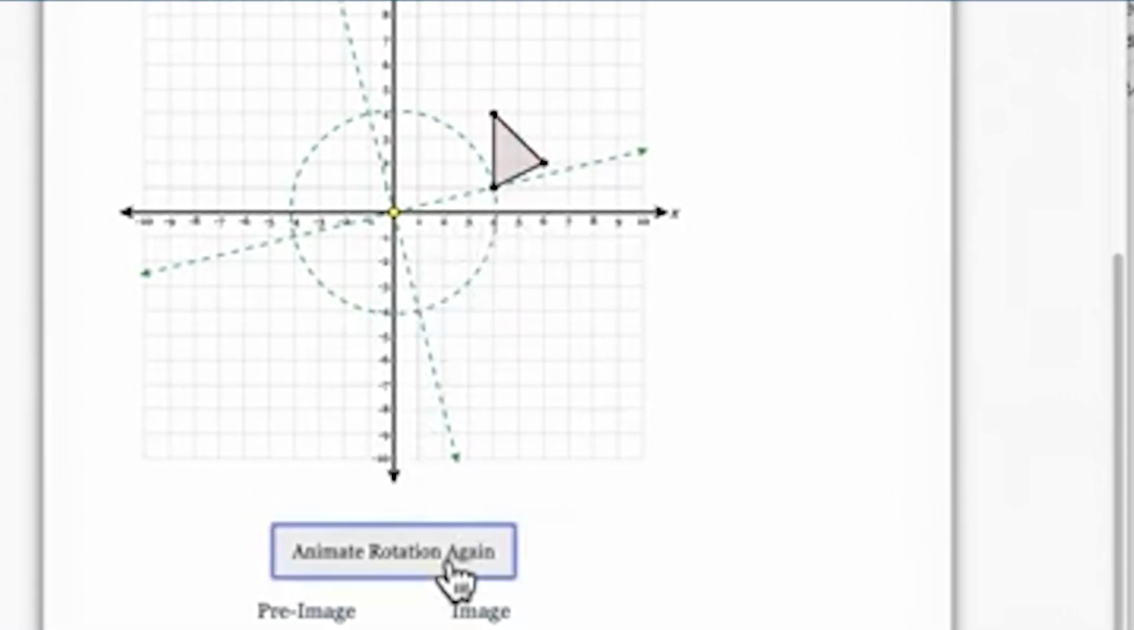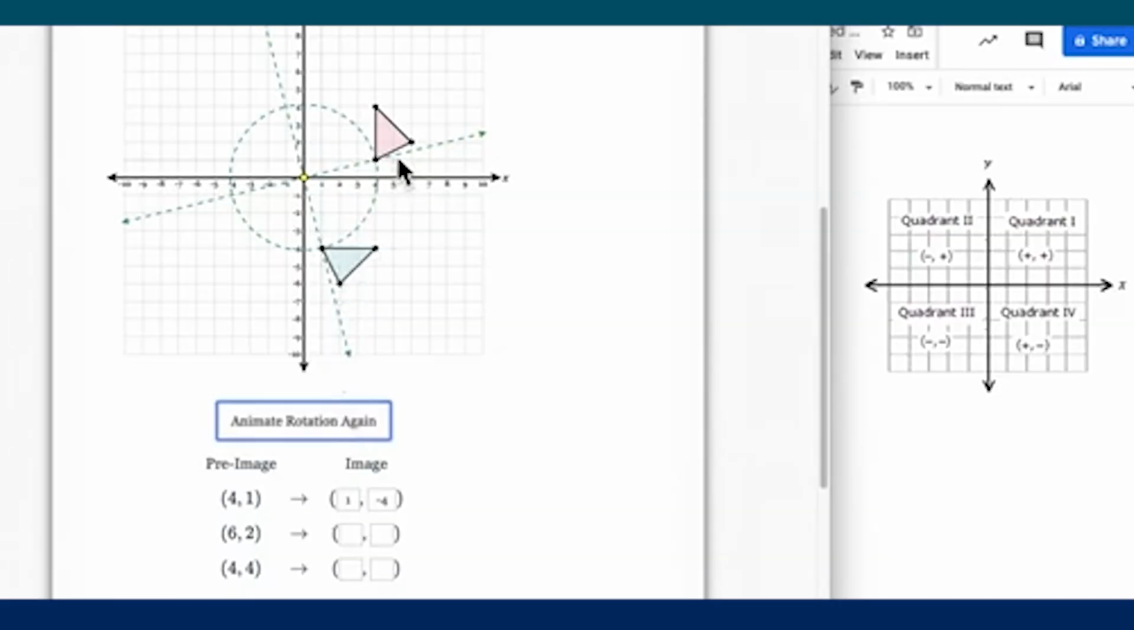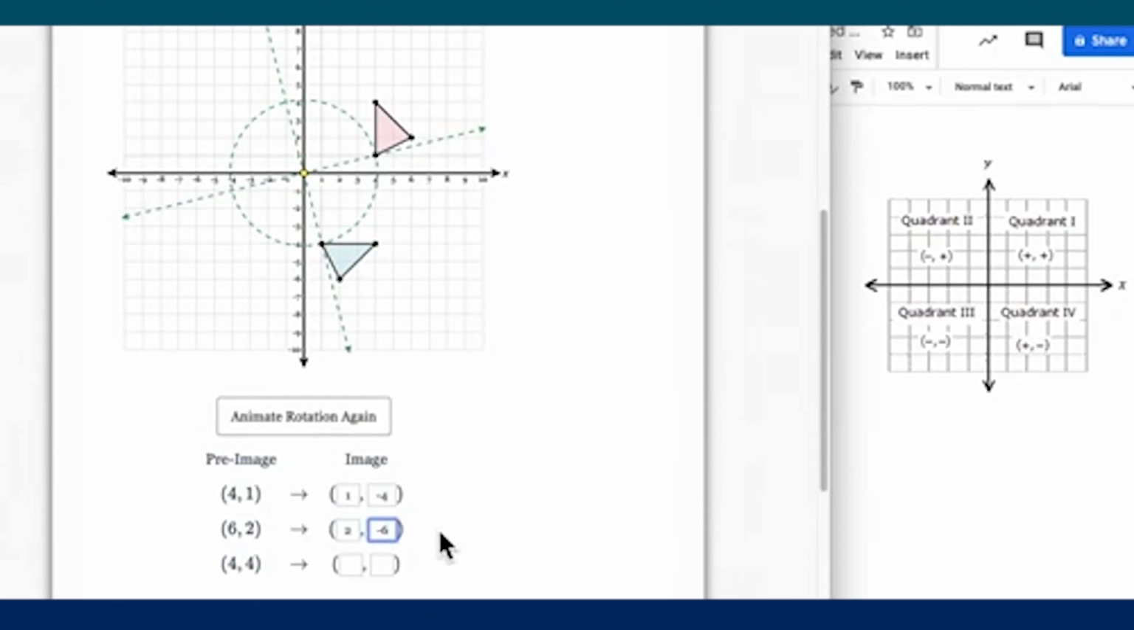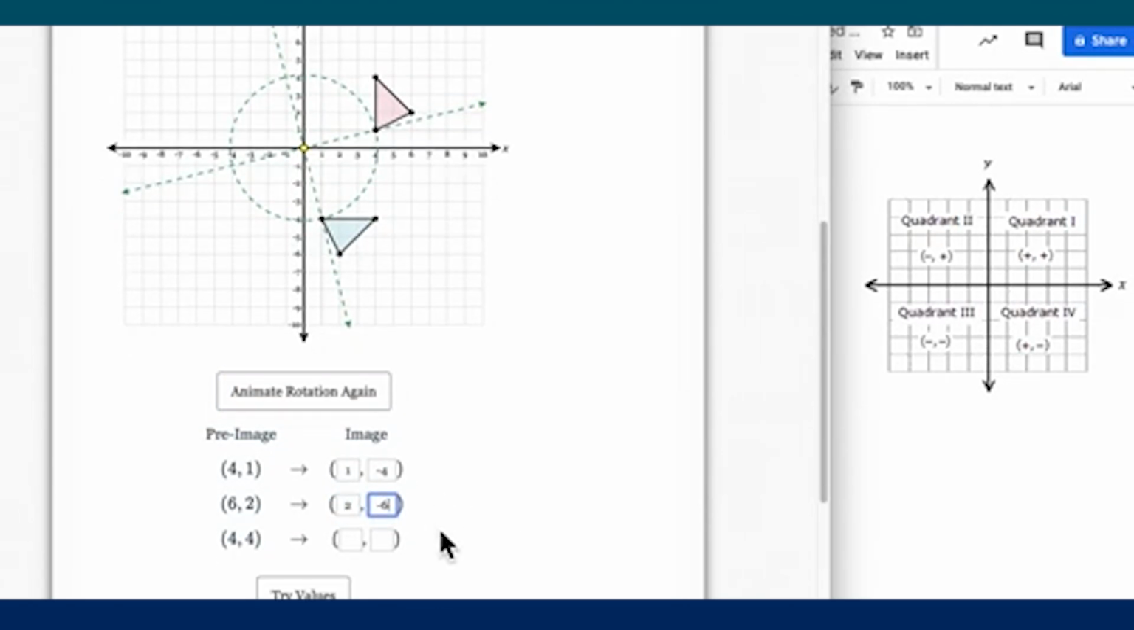Let's take a look at that animation one more time. So this point here landed right here. Originally, it was 6, 2, and now notice it lands at 2, -6. And again, all points in the 4th quadrant have a positive x and a negative y. And I hope you see a little pattern here. If the pre-image was 4, 1, its image, the x and y's have been swapped, and the sign of the x and y values depend on which quadrant the image is located in.